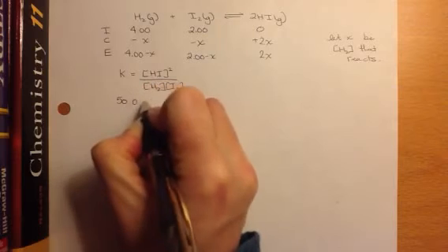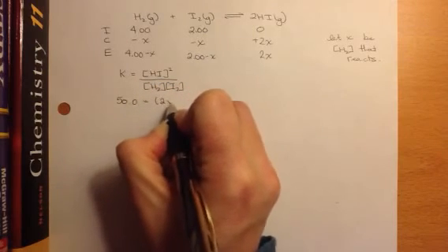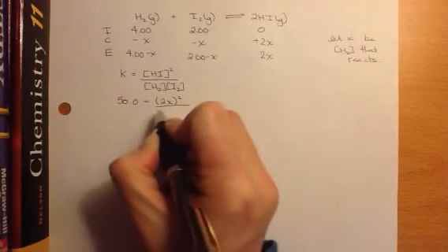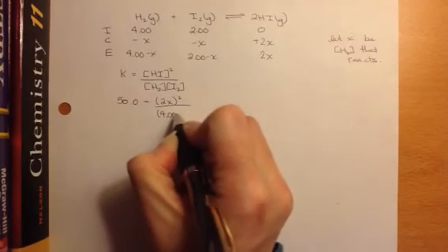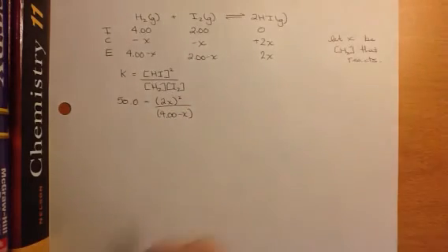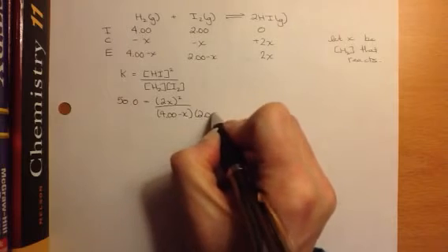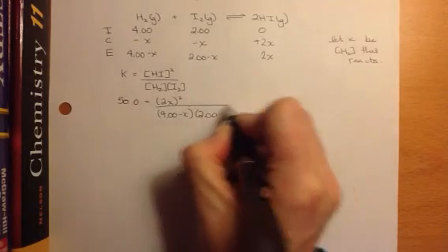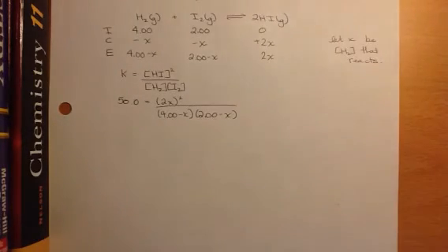K is equal to 50. The hydrogen iodide is equal to 2x, and that will be squared. And the hydrogen, 4 minus x. And the iodine, 2 minus x. In our previous question, at this point, we were able to square root both sides. Of course, we can't do that here because the values for the hydrogen and iodine are not equal to each other. So we're going to have to simplify this equation and use the quadratic to solve it. So let's do that then.